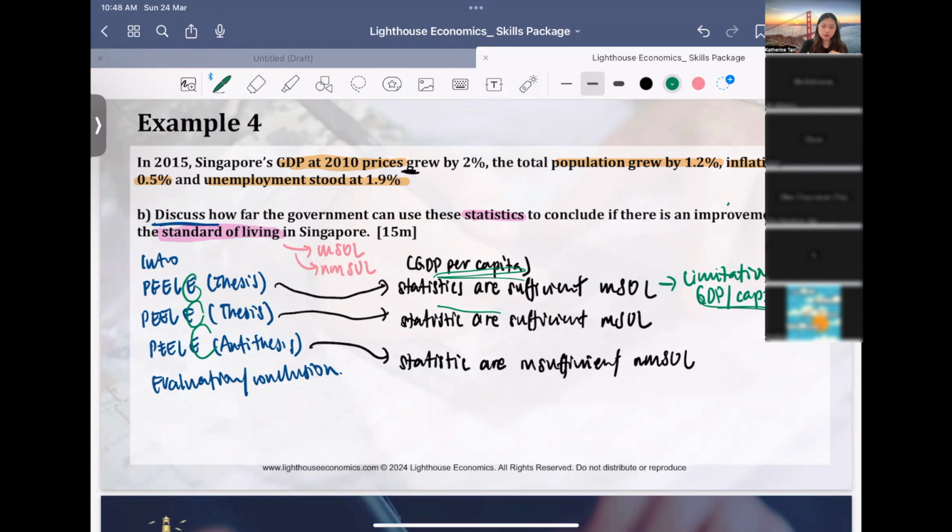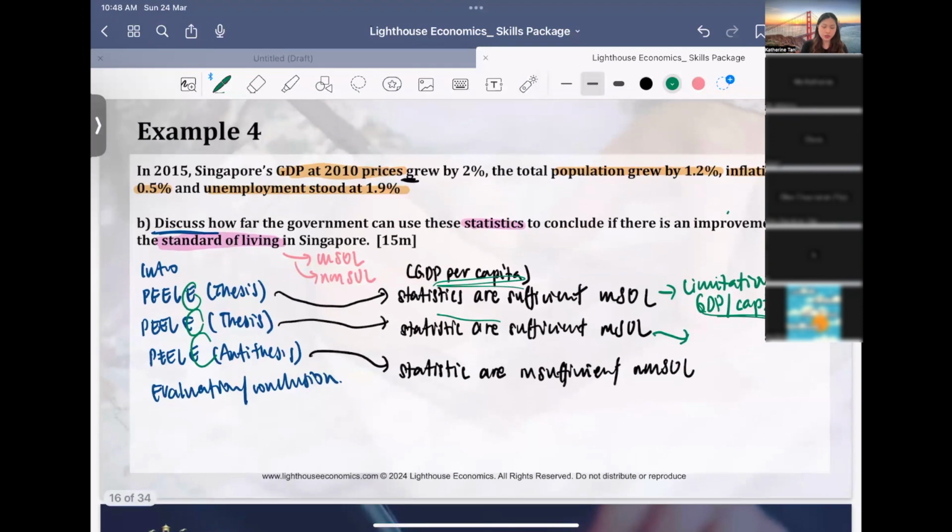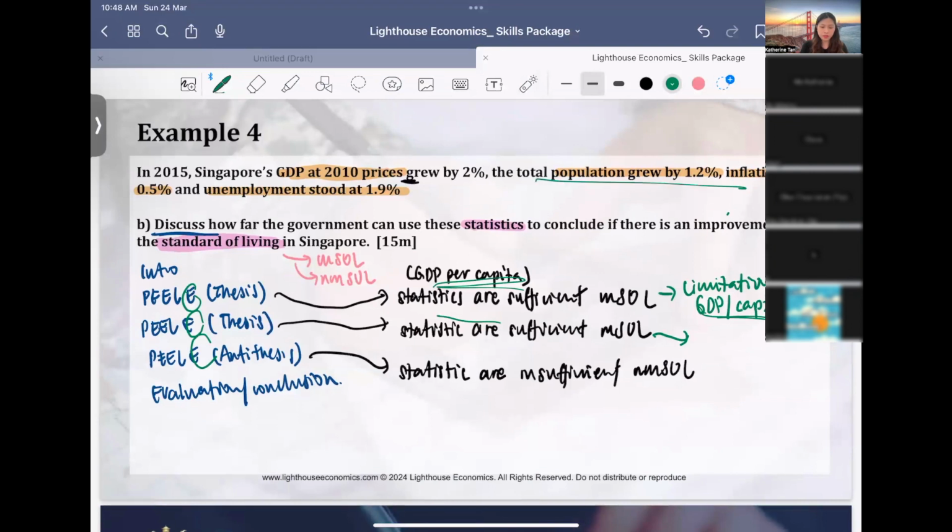So the second one, let's say, what statistic next? Maybe you can tell me unemployment. Let's say we bring in unemployment.